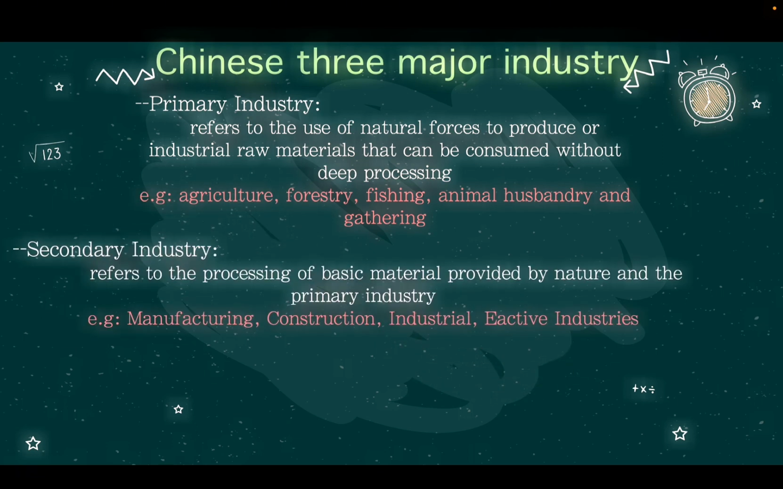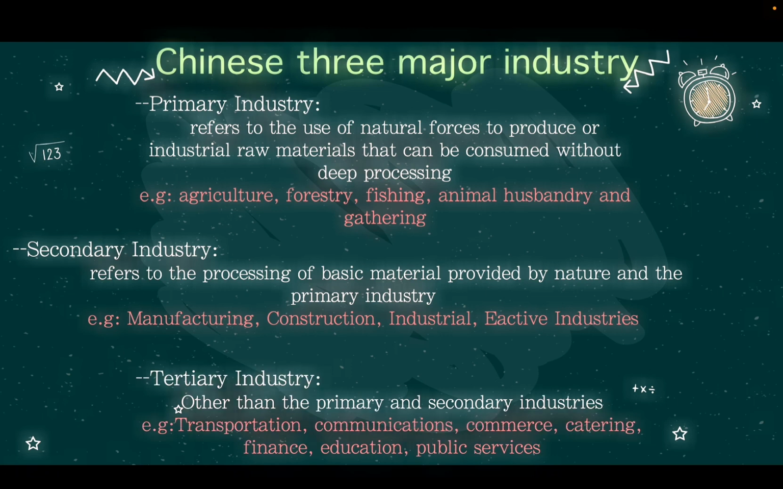Secondary industry refers to the processing of basic materials provided by the primary industry. For example, manufacturing, construction, industrial, and active industry. And tertiary industry is everything other than the primary and secondary industries. For example, transportation, communications, commerce, catering, finance, education, and public service. I have collected the relevant data for them and used Tableau to make a data visualization.